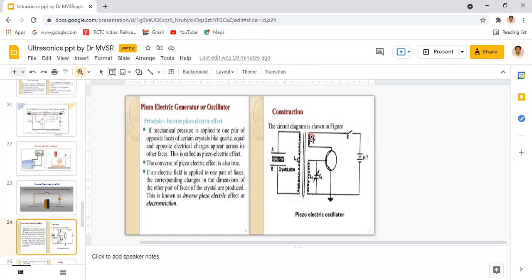Say, coming to the construction and working of this piezoelectric generator or oscillator. Coming to this picture, this is the construction of the piezoelectric generator or oscillator. This is a crystal plate. You will take a quartz crystal or Rochelle salt or tourmaline or any type of asymmetric crystal, because this piezoelectric effect is particularly observed in some types of asymmetric crystals.